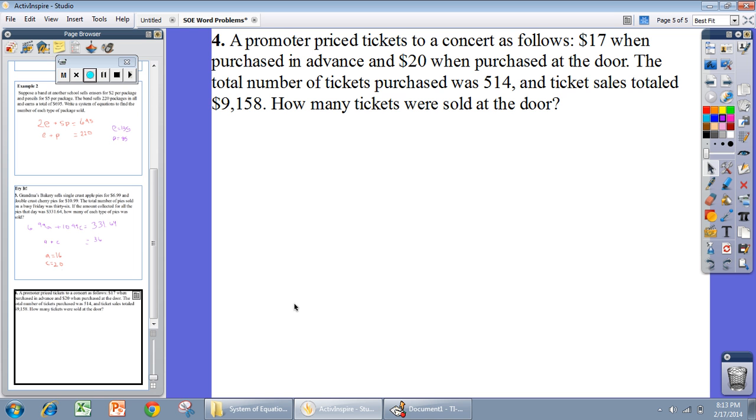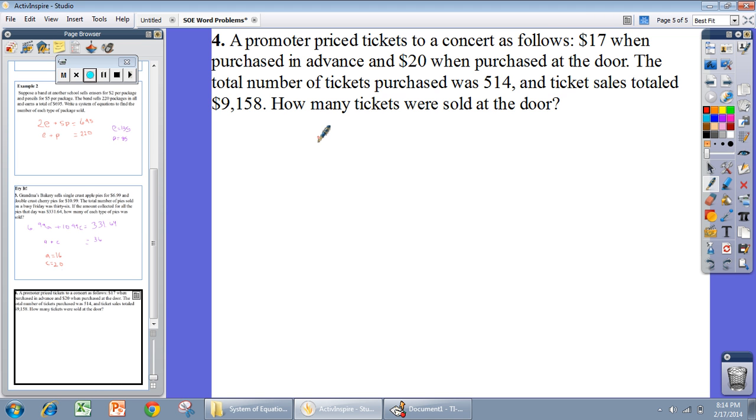So we have a promoter selling tickets to a concert. There's $17 in advance and $20 at the door. The total number of tickets purchased is 514, and total they made 9,158 big bucks. How many tickets are sold at the door?